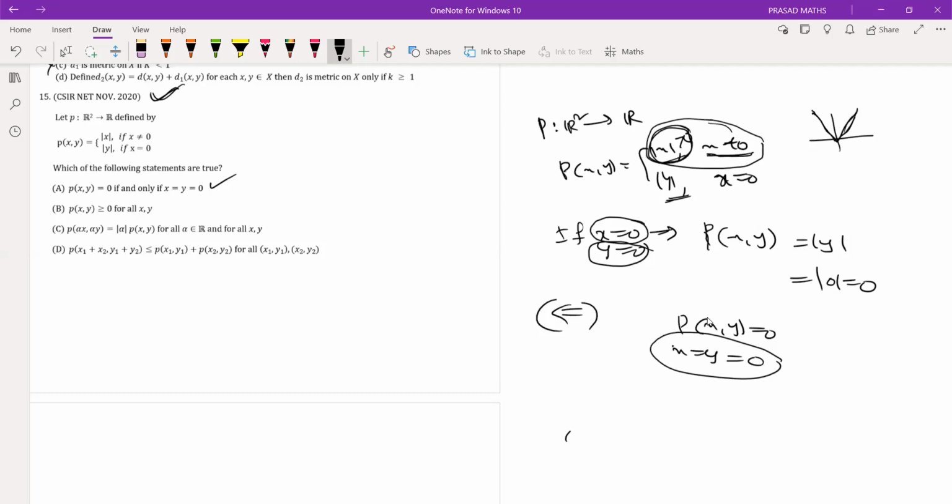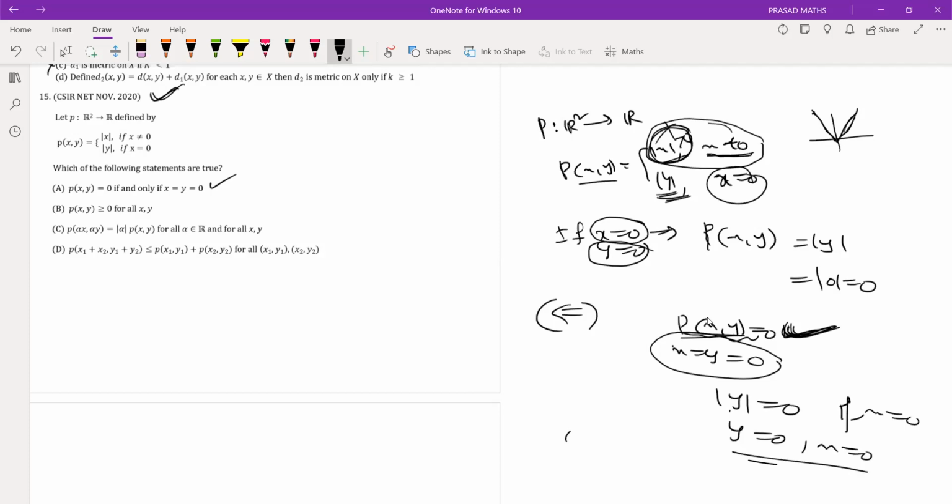So I don't need this case, because I need P of x comma y to be 0. I need to inquire in which case P of x comma y must be 0. So in this case P of x comma y is not 0. I don't require this option. What is P of x comma y? Mod y. Mod y is 0 if and only if y is 0. Yes or no? So when do you say that P of x comma y equals mod y? If x equals 0. So x equals 0, y equals 0 is the option. So the first is true. Is it clear?